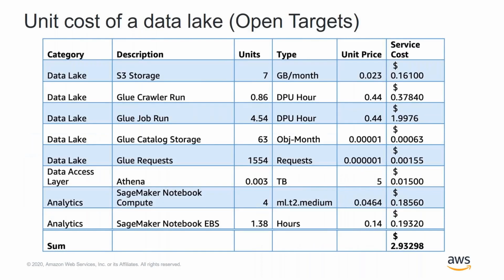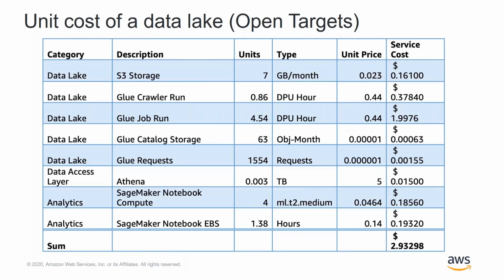All right, so a little bit about the unit costs of what we're talking about today. Really, everything that we're discussing here is more or less serverless. The notebook is really the only thing that is the closest thing to a server that we used. So everything is basically pay per sip. So we're storing 7 gigs of storage. It costs 16 cents a month for the Open Targets data set, for example.